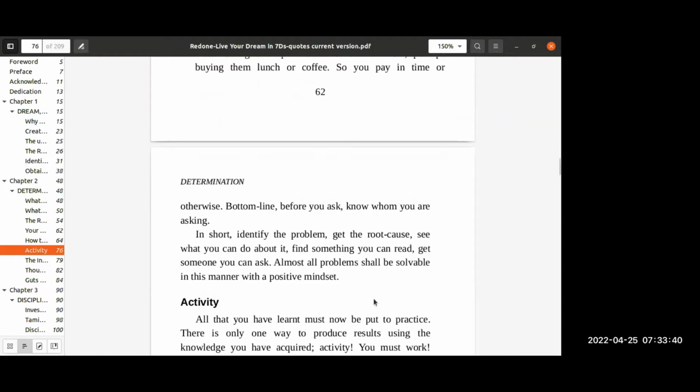In short, identify the problem, get the root cause, see what you can do about it, find something you can read, get someone you can ask. Almost all problems shall be solvable in this manner with a positive mindset.